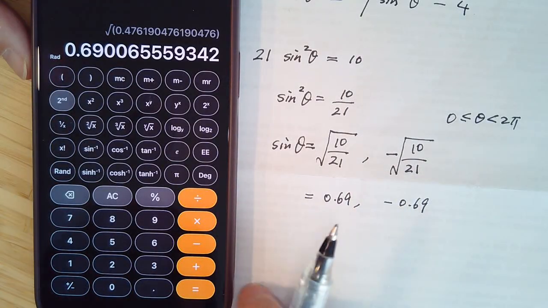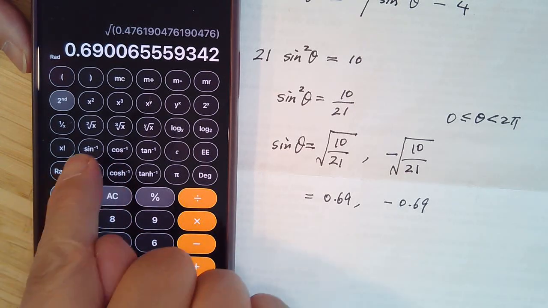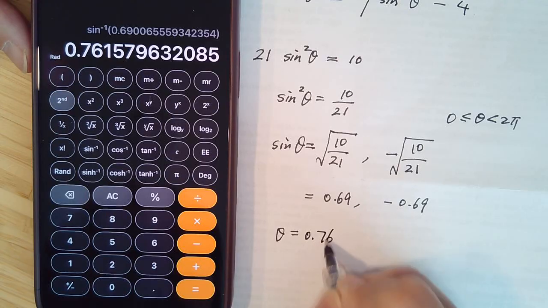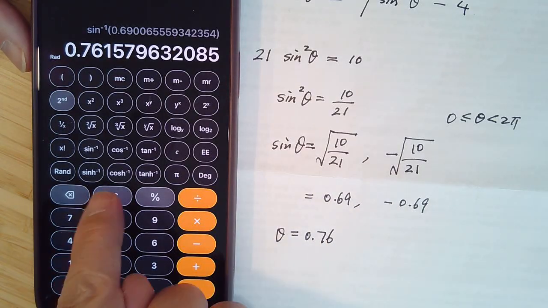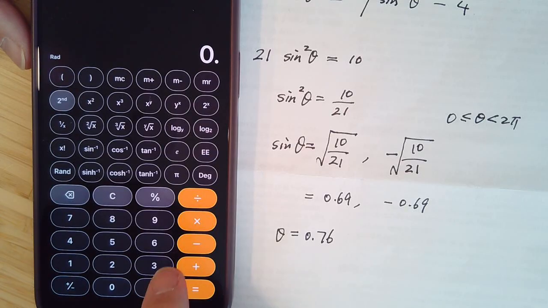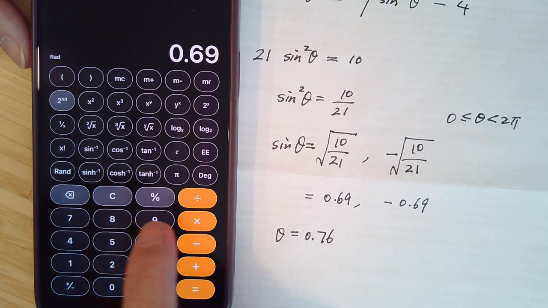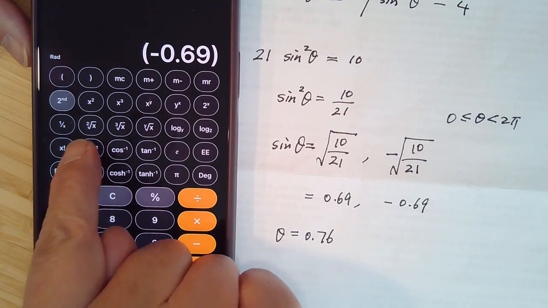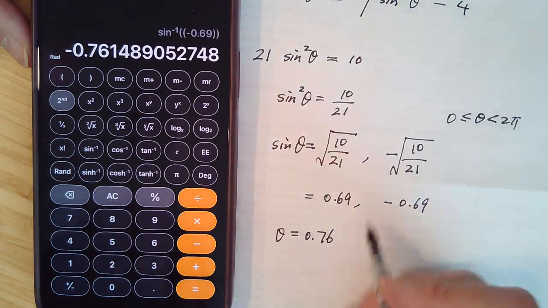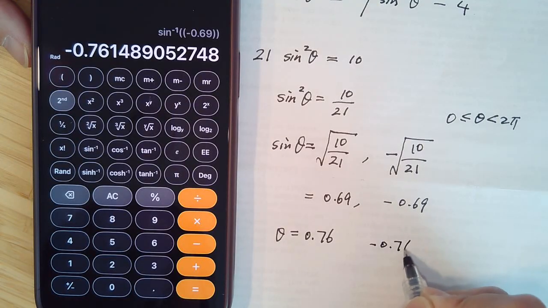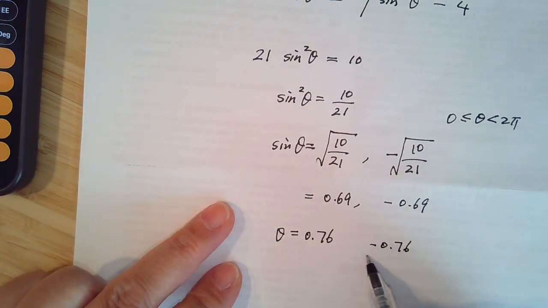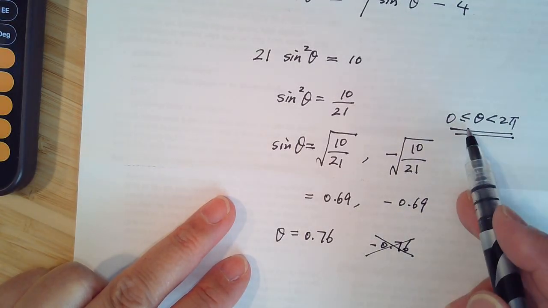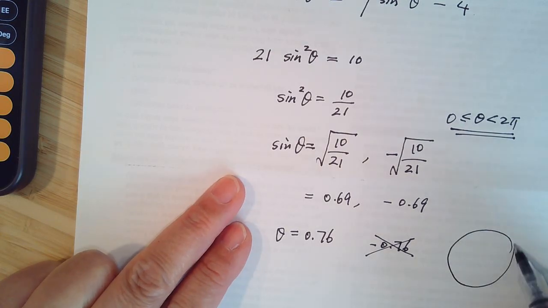Now, how do you get a θ? I go sine inverse, right? So my θ equals 0.76. And for that one, if you forgot, then you can do negative 0.69, and then sine inverse of it. You see that you get a negative 0.76. Okay, but the problem is this: we will not use negative angle. The angle has to be between 0 and 2π.